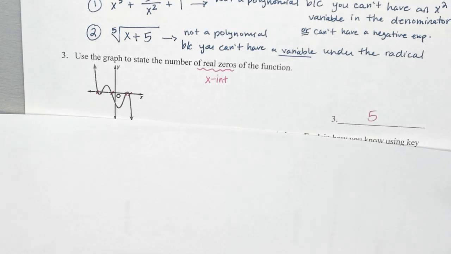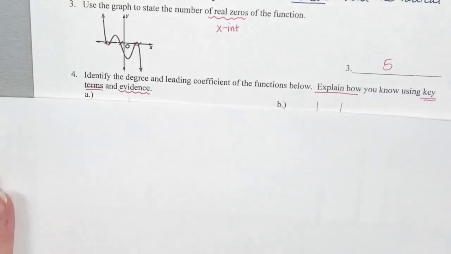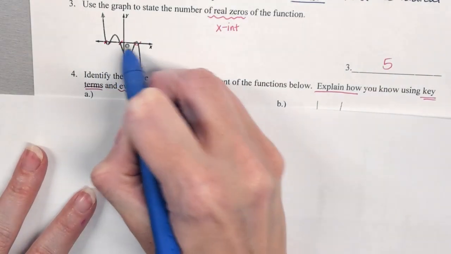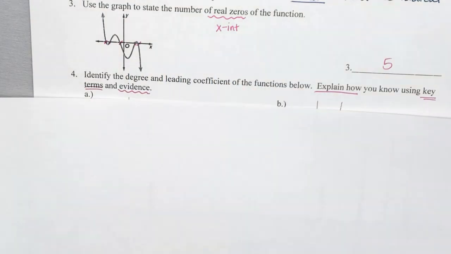Okay, 3, when it says real zeros, that means find the x-intercepts, and there are 5 in that graph. Okay, and then for number 4, identify the degree and leading coefficient of the functions below, and then explain how you know using key terms and evidence. So there's 1, 2, 3, 4, 5. I kind of marked them with slashes. There's a couple that are right next to each other, like here and here are the 1 and 2. There's the 3, and then this is the 4 and the 5. This one goes up above a little bit.